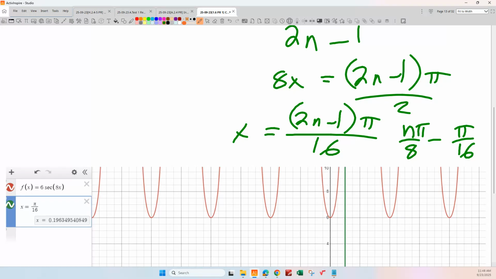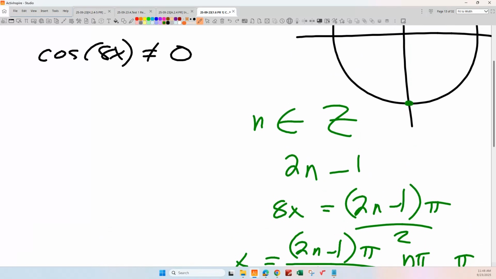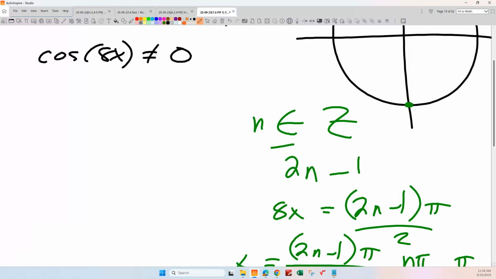Okay, makes sense? How many values of x did we just include? Infinite. Because how many elements are there in the set of integers? Because that's what n represents. Infinite. So that represents all integers. Take your pick, right?